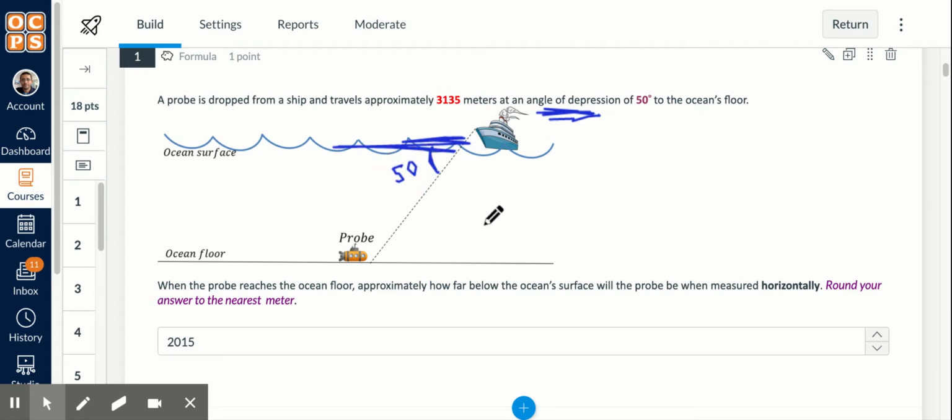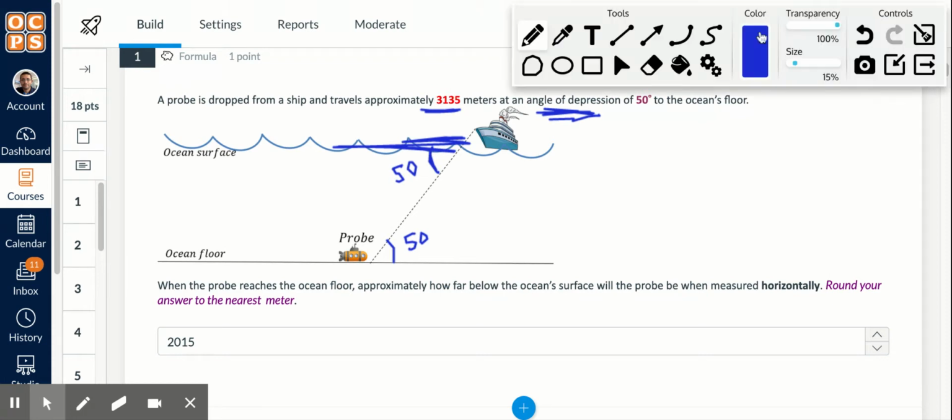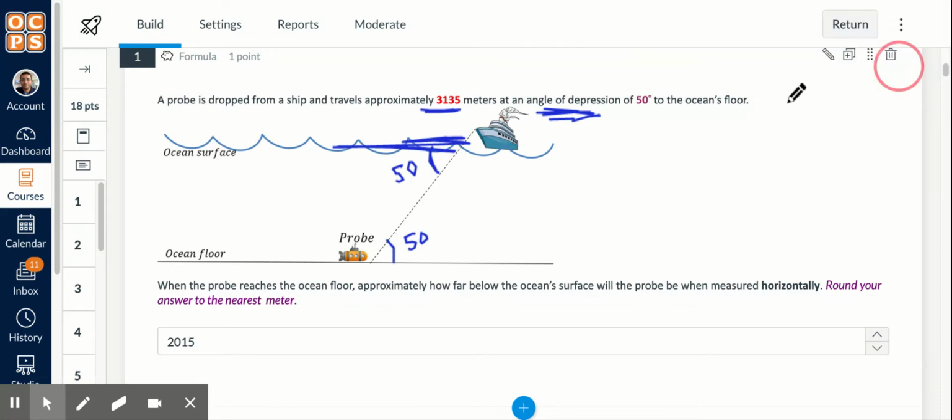Some people put it at the bottom. That's fine. Why? Because these two angles are alternate angles, so they have the same measure. Now, the second thing that they're saying is it travels approximately 3,135 meters. What length is that? That length is how far the probe is from the ship. So it is that diagonal. That's 3135.